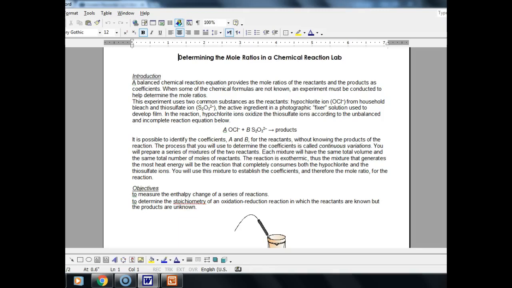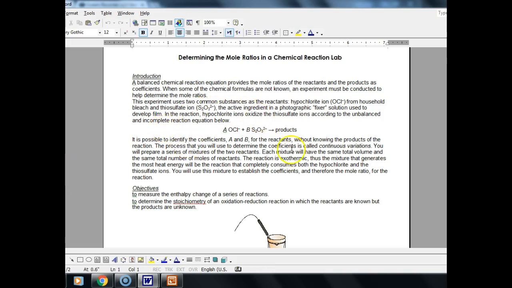Alright, this video is going to try to give you some help with the mole ratios lab. I just want to remind you about the introduction because I know it's been a while since we've done this lab. Basically, the coefficients in a balanced chemical equation show you the ratios of the reactants, how many moles of each reactant you need to combine in order to make certain nanomoles of the different products. And so what we are trying to do in this lab is determine what that ratio is between the hypochlorite and the thiosulfate.